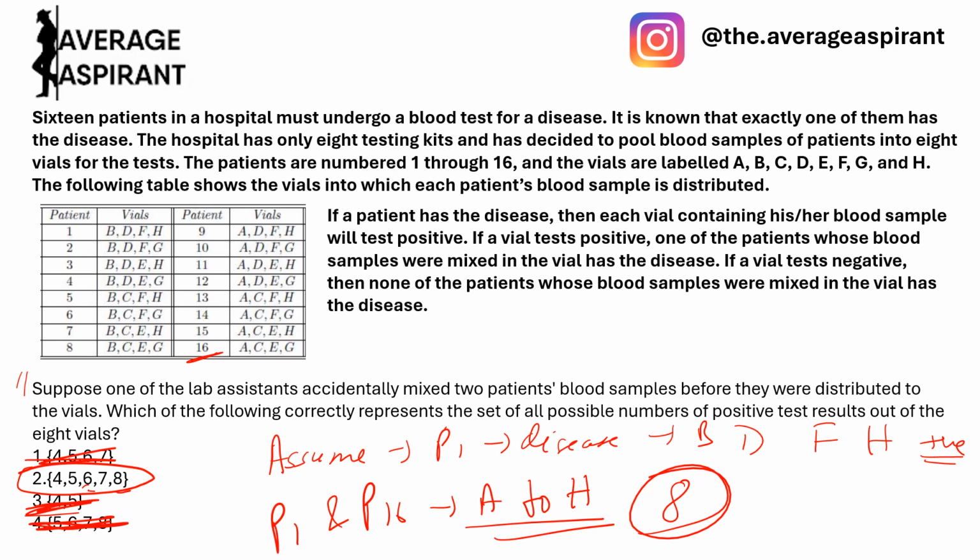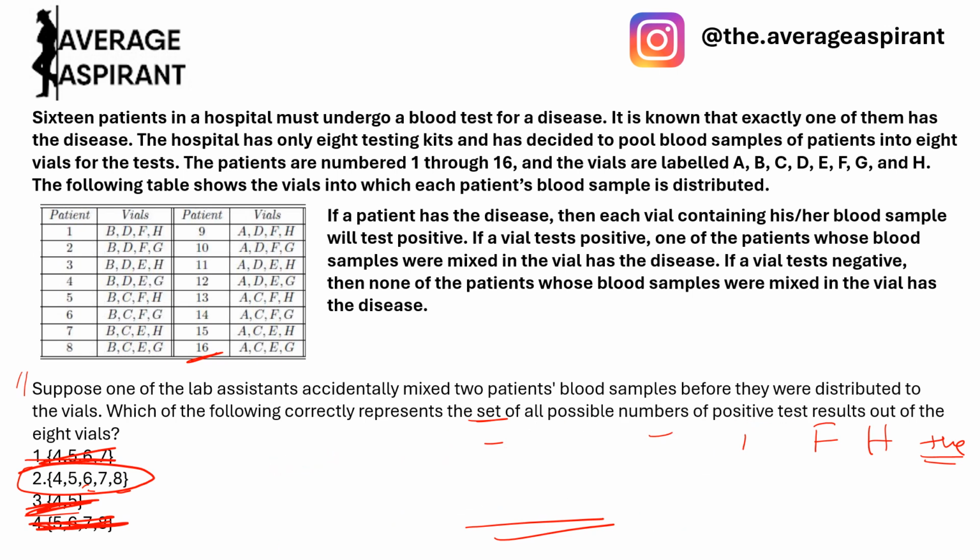4, 5, 6, 7, 8. These are the set of all possible numbers of positive test results. So there's a possibility that 4, 5, 6, 7, and 8 vials will test positive if this was the case.